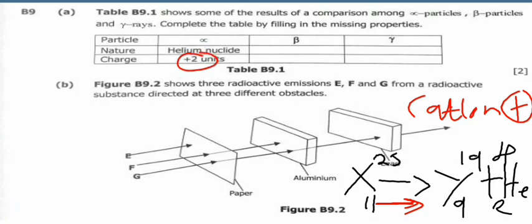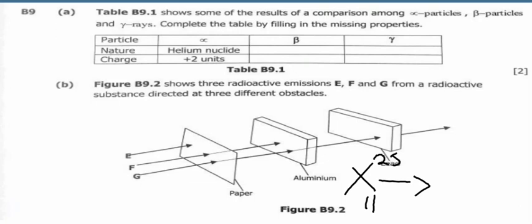Okay, let's come to beta. As for beta, it has a nature of an electron. So we can just say electron nuclide. That's the nature. Then when it comes to the charge, suppose the parent element X is undergoing beta decay, forming a daughter nuclide with a chemical symbol of Y. The mass number is just going to remain the same. So in this case, we're just going to have 23 as the mass number.